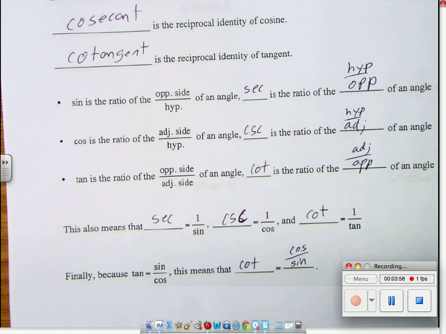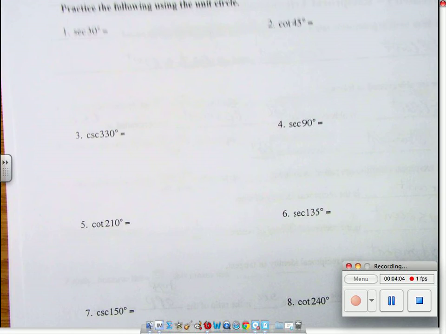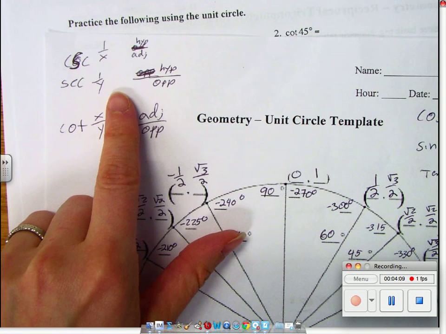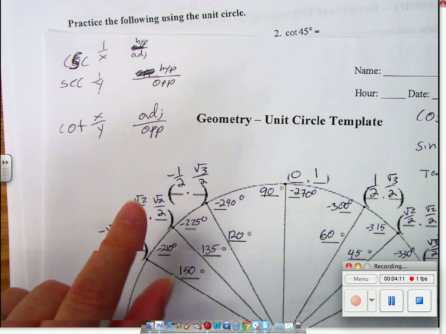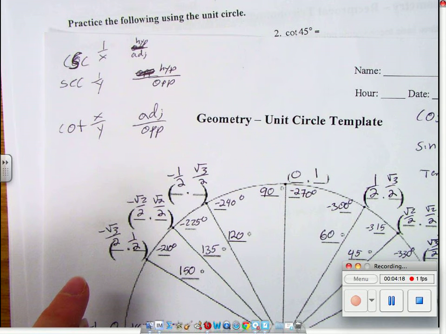Okay. All right, let's turn it over, guys. We're going to practice these. Before I get started, I might put cosecant is 1 over x on my paper. Secant is 1 over y. And cotangent is x over y. This is a good thing to add to your unit circle. You always want to have your unit circle out while we're going over this section.